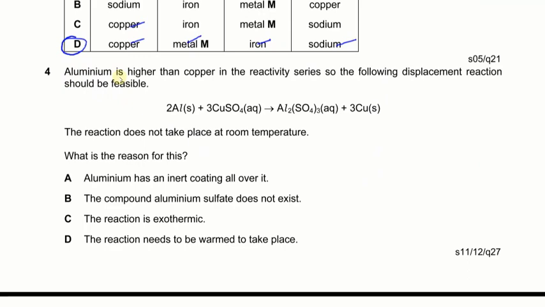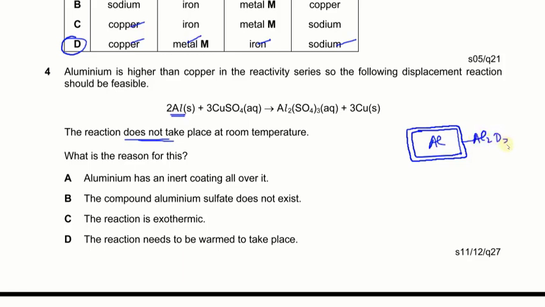Number 4. Aluminium is higher than copper in the reactivity series, so the following reaction should be feasible. The reaction does not take place at room temperature. Why? Actually, this is because of aluminium. Aluminium is a reactive metal, but under normal conditions it has an oxide layer. This oxide layer prevents it from reacting, because the oxide layer is non-porous. Like we got this piece of aluminium, and over it you will have a thin layer of aluminium oxide. Here we got aluminium, and the outer layer is aluminium oxide.